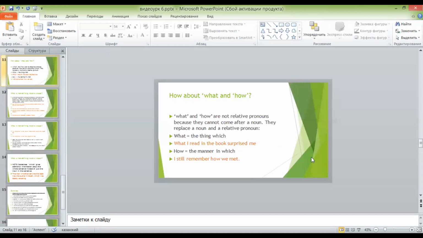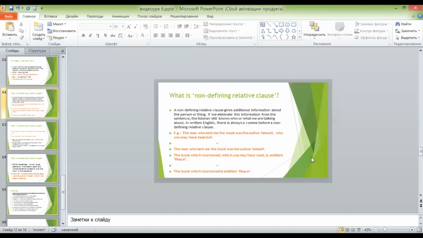So what and how are not relative pronouns because they cannot come after a noun. They replace a noun and a relative pronoun. What means the same as that which: What I read in the book surprised me. How means the manner in which: I still remember how we met.